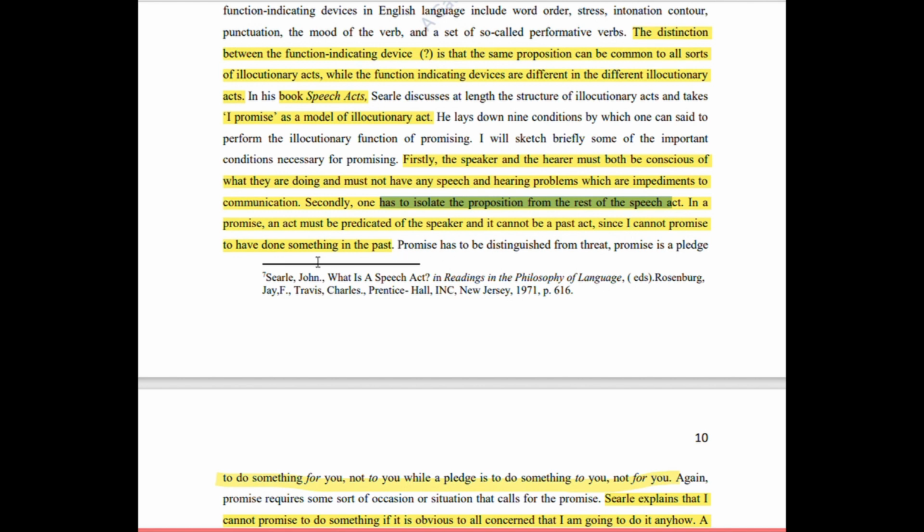Like in a promise, an act must be predicated of the speaker and it cannot be a past act, since I cannot promise to have done something in the past. So if you are using the term "I promise", then obviously you have to separate the things of the past, because the past is not included; it is just about the future that we are going to talk.